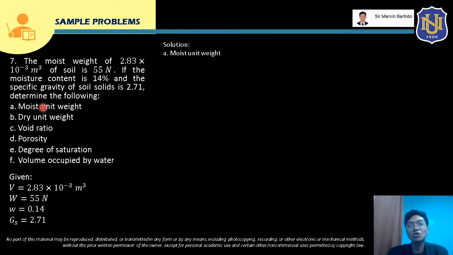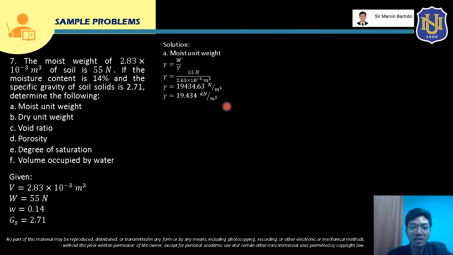For the moist unit weight, class, we already have the formula: total weight over total volume. The total weight and total volume are given, so we can directly solve the moist unit weight. This will be 55 Newton over 2.83 times 10 raised to negative 3 meter cube. So the moist unit weight, class, is 19,434.63 Newton per meter cube. Newton is the unit here, so always check the unit and be consistent with it.